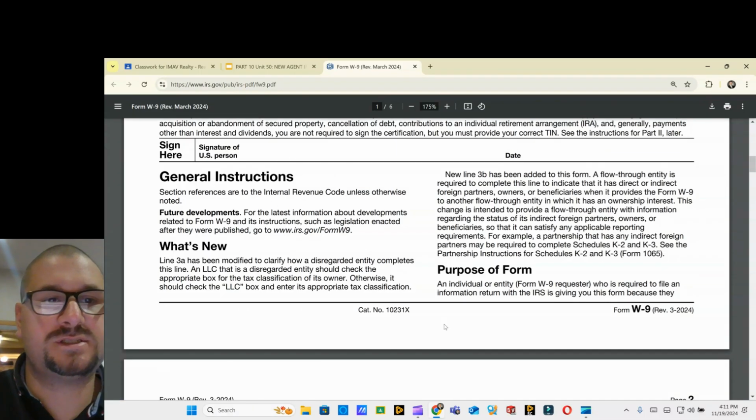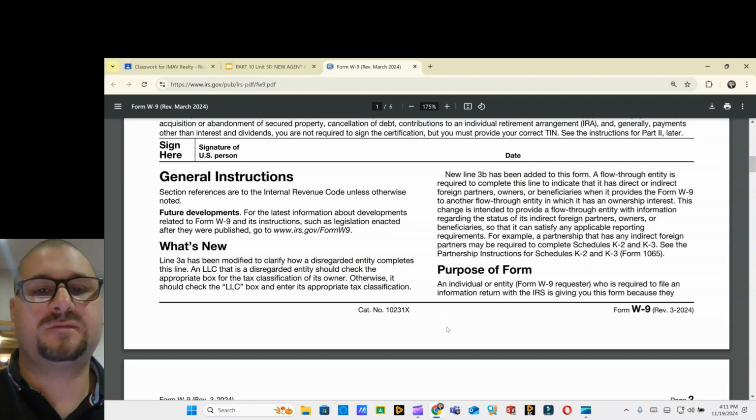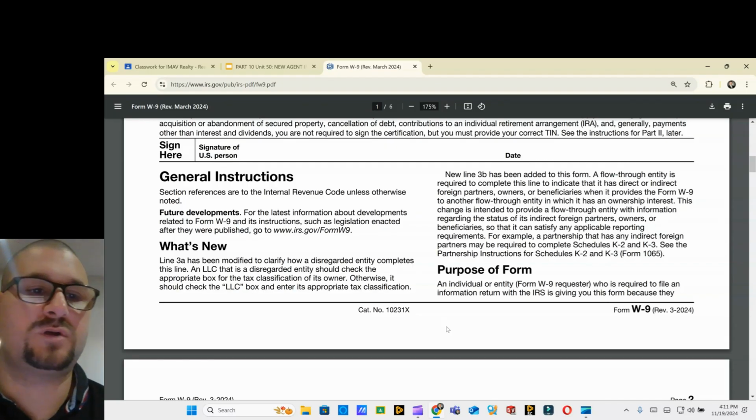General instructions. Section references are to the Internal Revenue Code unless otherwise noted. Future developments. For the latest information about developments related to Form W-9 and its instructions, such as legislation enacted after they were published, go to www.irs.gov/FormW9. What's new? Here they're going to tell you what's new in this March 2024 update.